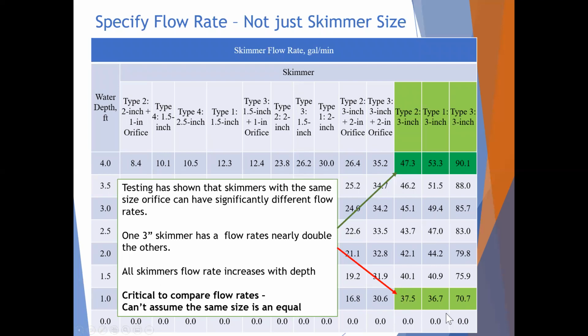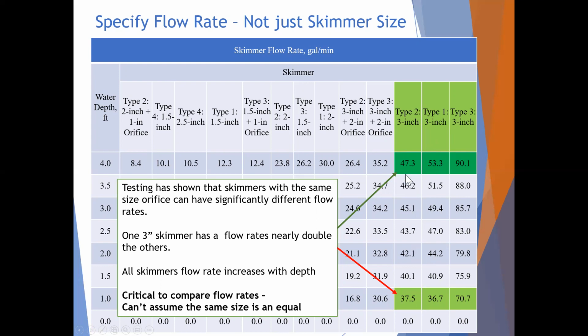They did this testing for the state of Georgia when they were updating their erosion control manual. And see on the right here, there are 3 different 3-inch skimmers. This chart goes from 0 to 4 feet of depth. You can see down at a 1 foot depth, 2 of them are pretty close, around 37 gallons per minute, and one is about double that at 70.